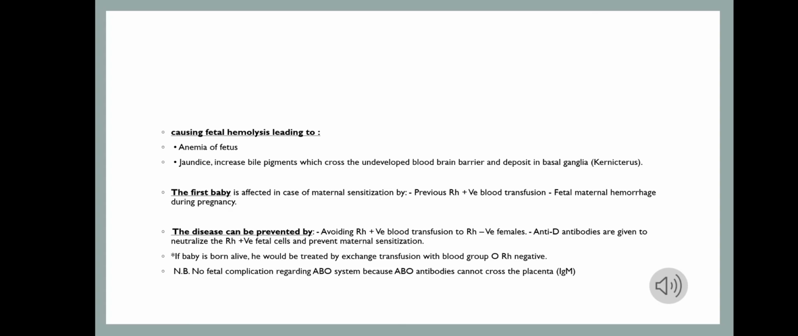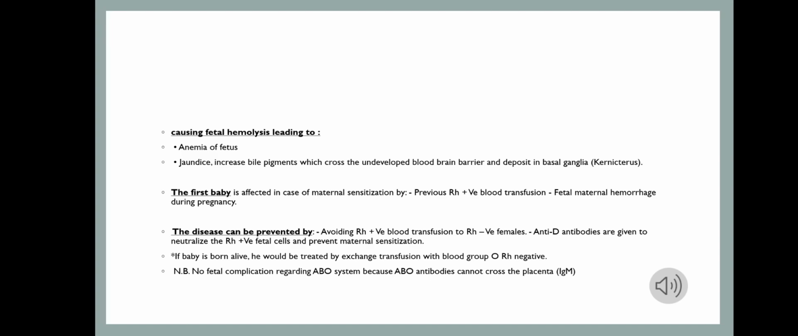The first baby is affected in case of maternal sensitization by. الطفل الأولاني برضو ممكن يحصله الموضوع ده في حالتين: أول حالة إنه يحصل previous RH positive blood transfusion، يعني حد يكون عنده ال RH بتاعه positive ويعمل blood transfusion نقل دم للأم دي اللي هي ال RH بتاعها أساسا negative، أو fetal maternal hemorrhage during pregnancy، يعني يحصل نزيف خلال اللي هو الليبر أو البريجننسي خلال الحمل يعني.